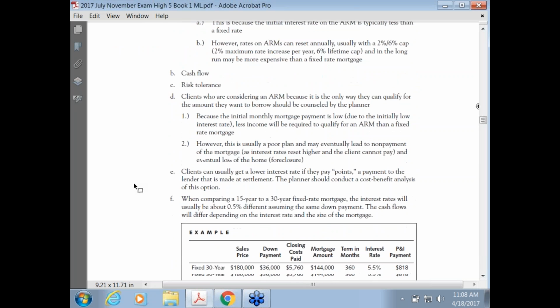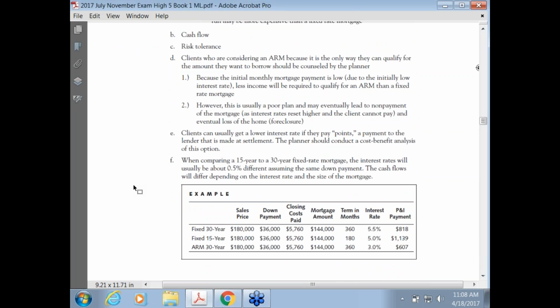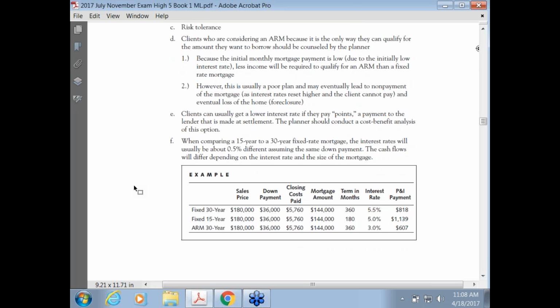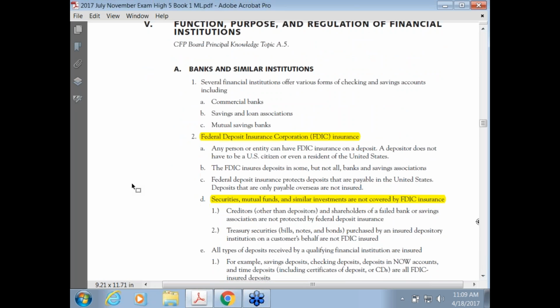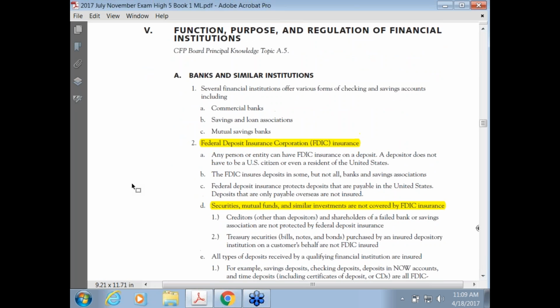See how you can start stacking up questions though when you think about, wow, where are they going to get 17% of the questions, 23 or 24 questions from this book? Well, it's pretty easy. All right, the next section I stopped on was section 5, on the function, purpose, regulation of financial institutions.